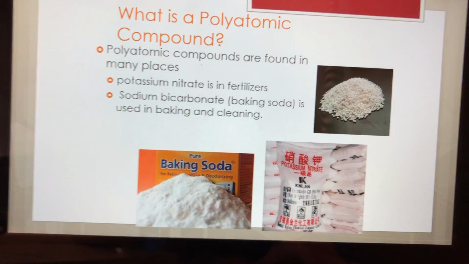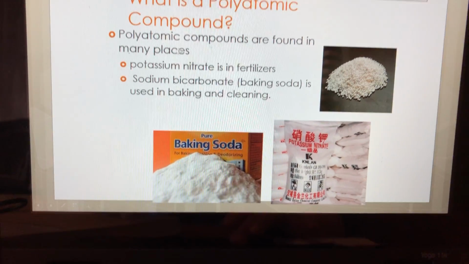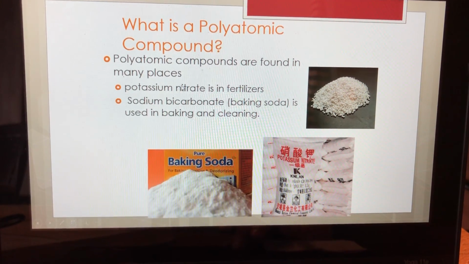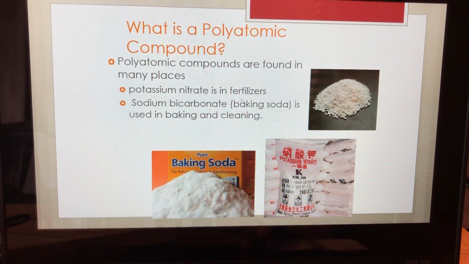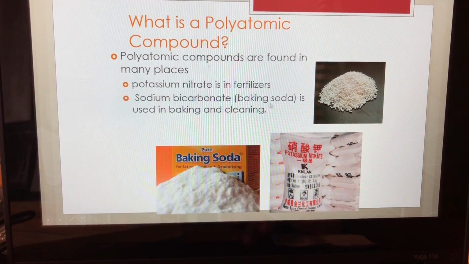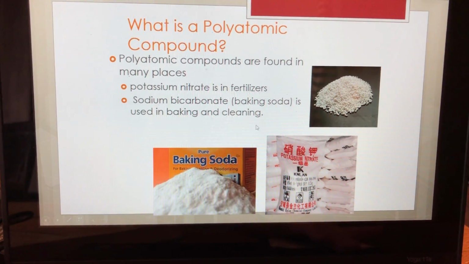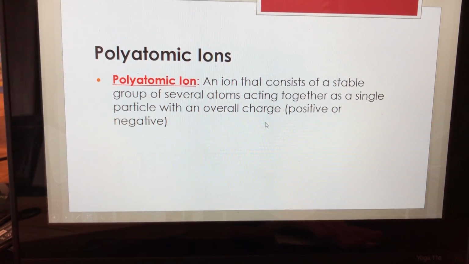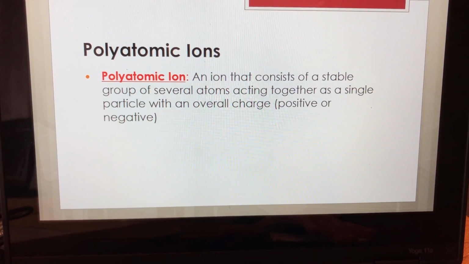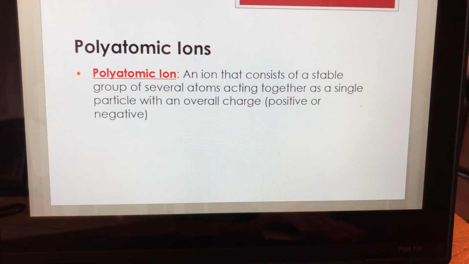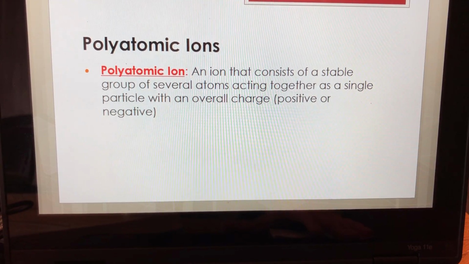Okay, what is a polyatomic compound? Polyatomic compounds are found in many places. Potassium nitrate is in fertilizers. Sodium bicarbonate, which is baking soda, is used in baking and cleaning. So what is it? It's an ion that consists of a stable group of several atoms acting together as a single particle with an overall charge.